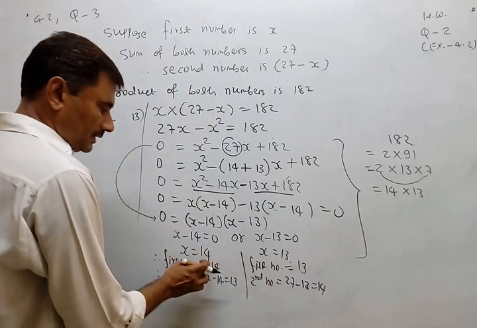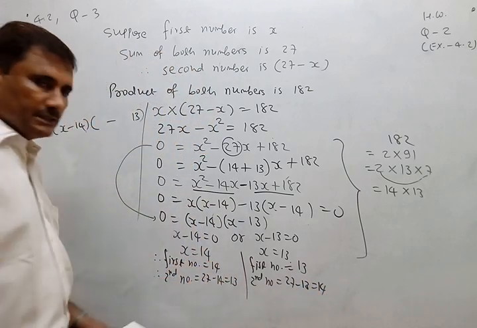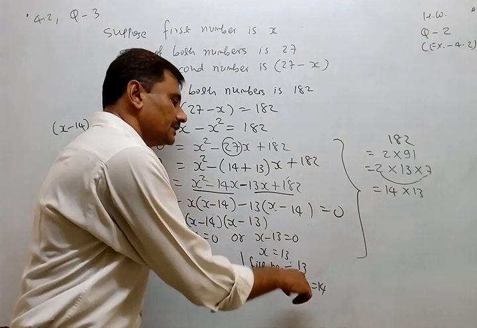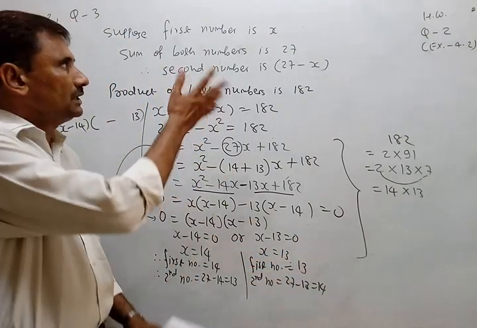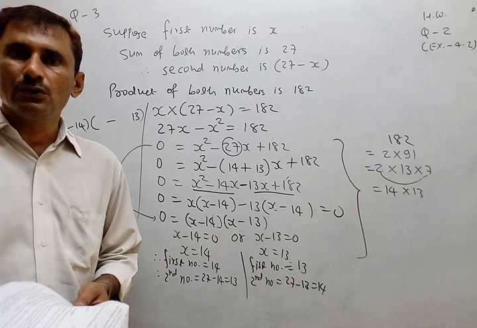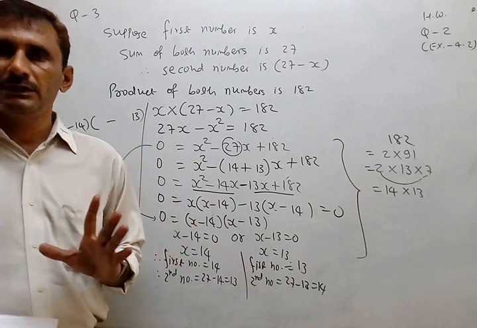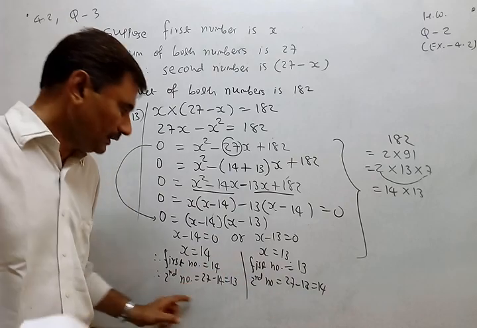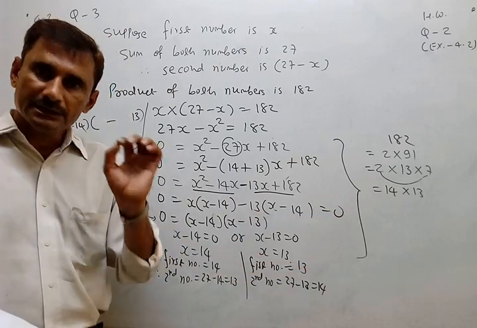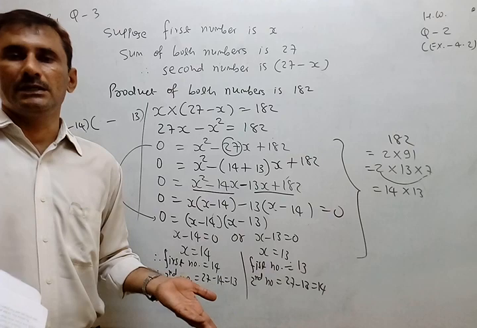So after all, if the first number is 14, then the second number is 13. If the first is 30, then the second is 40. Because there is no link between greater and smaller like this. Okay. So we have after all one answer. Numbers are 14 and 13. So write down this statement. Required numbers are 13 and 14.